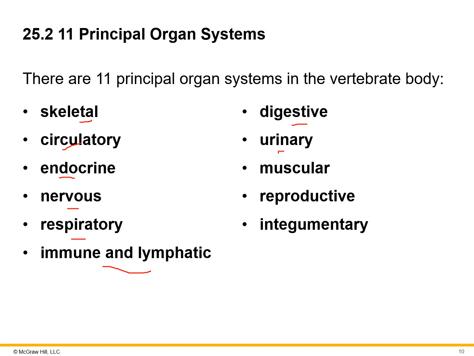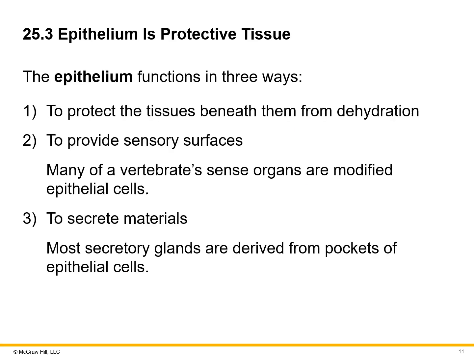Urinary, we won't touch too much on, but then we will spend some time with the muscular system and the reproductive. The integumentary is another one we won't talk a whole lot about. That's mainly our skin, so we won't have a separate chapter on all those. Now, if you go on to an anatomy and physiology course, you'll get to cover each of these in much greater detail.